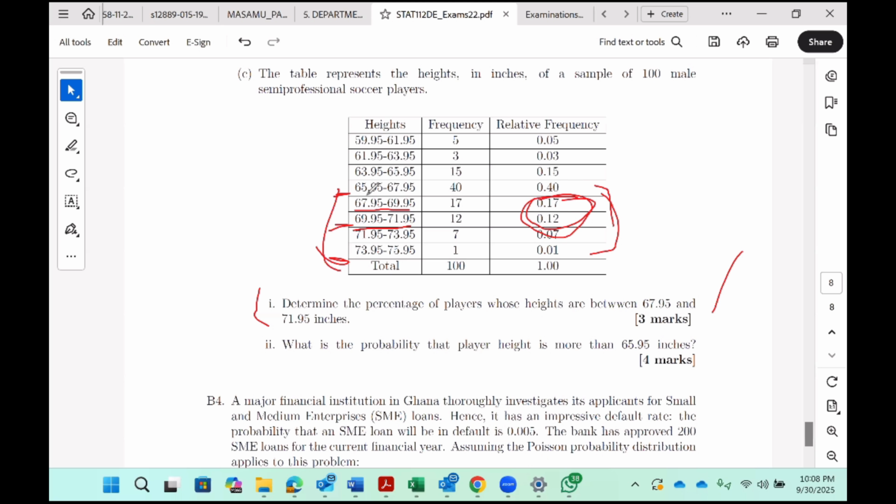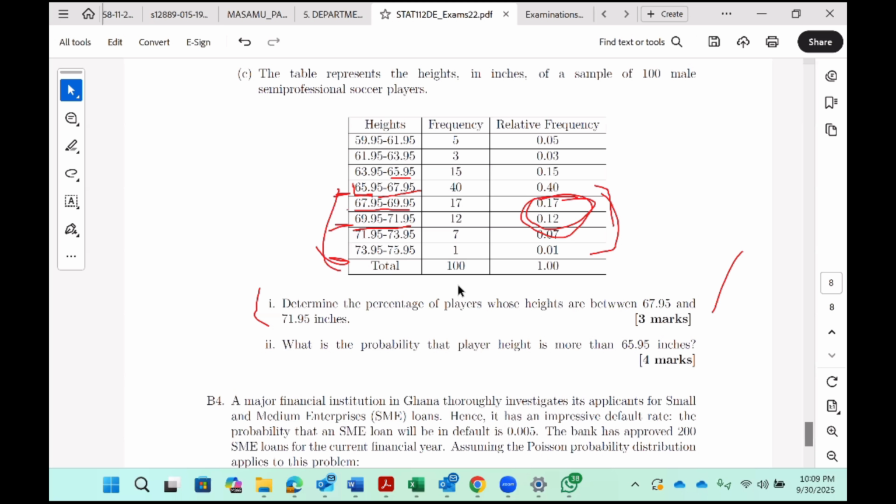Remember, we are using continuous or interval data. That is why where this one ends, this one starts from there. That is why we are starting from this one and not here. If you start from here, you have missed this interval. So we are starting from 65.95 to 67.95 because of the class boundaries. Okay, so you add 0.40 plus 0.17 plus 0.12 plus 0.07 plus 0.01. That will give you that probability for II.